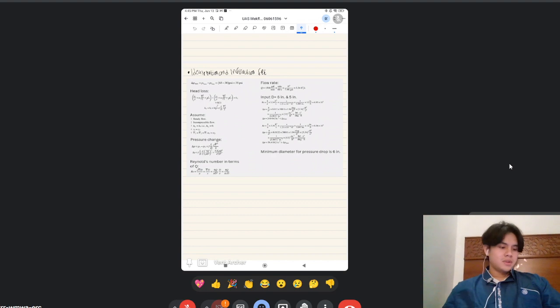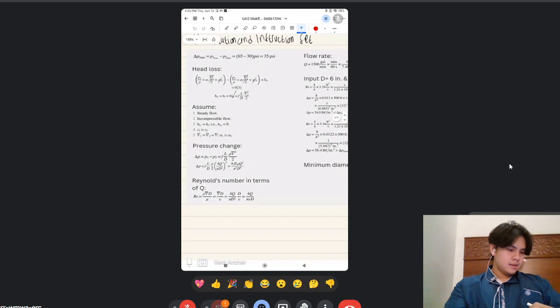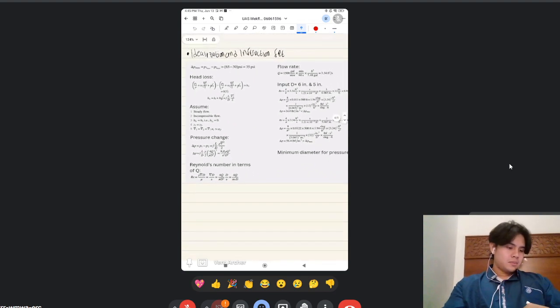The flow is incompressible. The head loss minor, HLM, is equal to 0. And then Z1 is equal to Z2. Then V1 and V2 are the same, equal to V. And then we'll go to the pressure change. This is the formula for the pressure change.